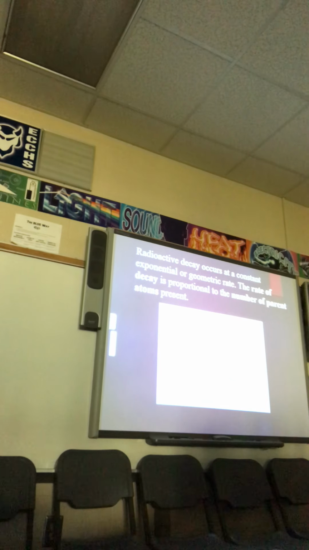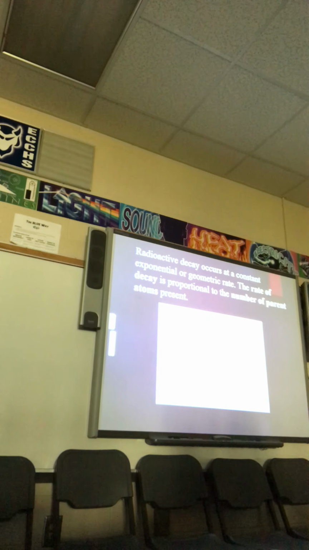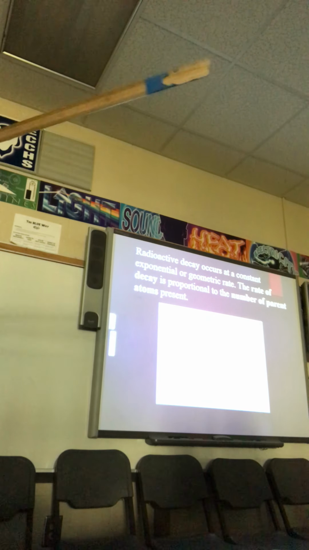All right, so radioactive decay occurs at a constant exponential and geometric rate. When we say exponential, what do you think I mean? When something grows exponentially, what does it do? Out of control. That's a very good answer. Out of control. It keeps growing. So you can look at this real quick.